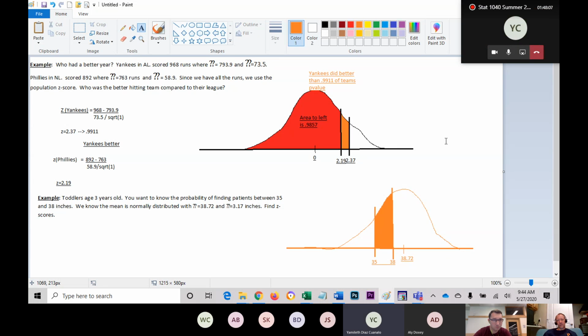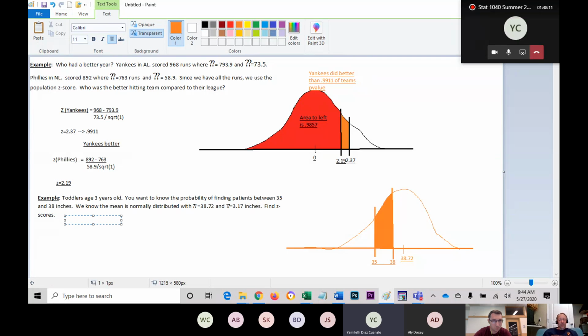Would we find the z-scores? Right. So we need to find the z-score for the big number.